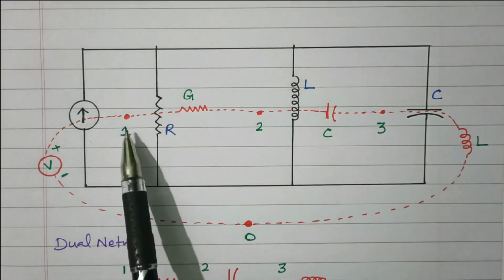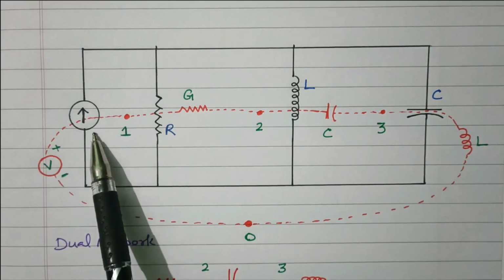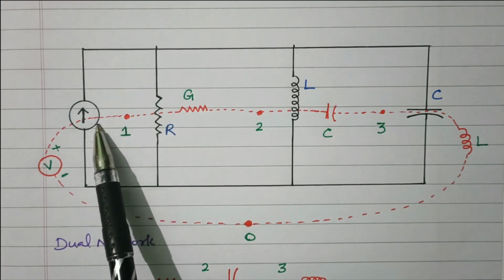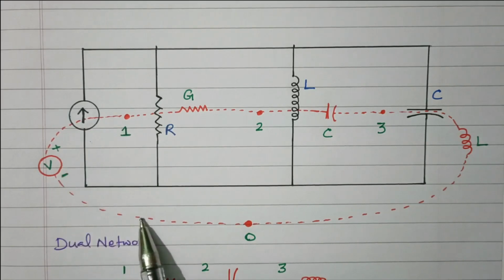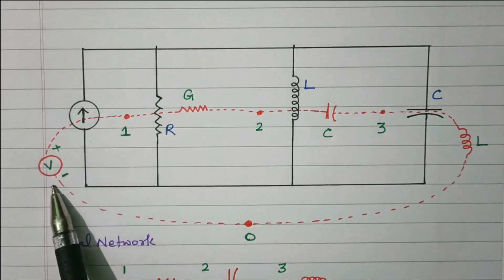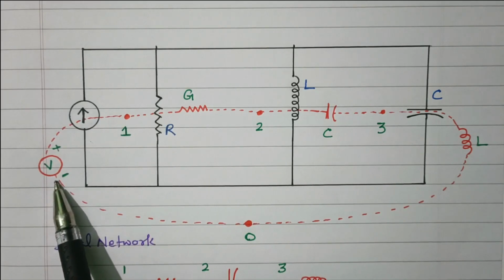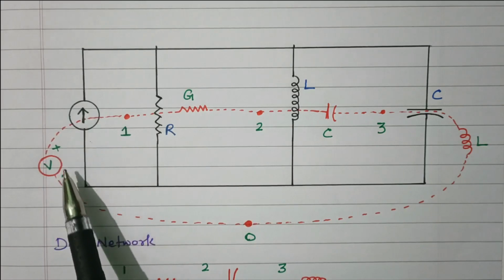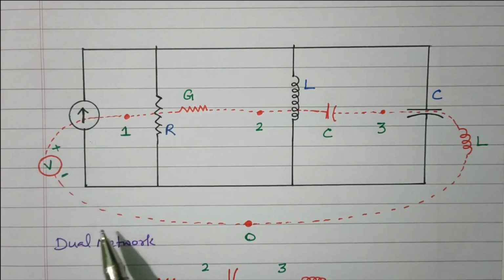Right. Now 1 and 0, we have the current source available. The dotted line goes through the current source, so 1 and 0 is connected. So this current source will be converted into a voltage source. Now see the current direction. Current is going upward, so this end is positive and this end is negative.